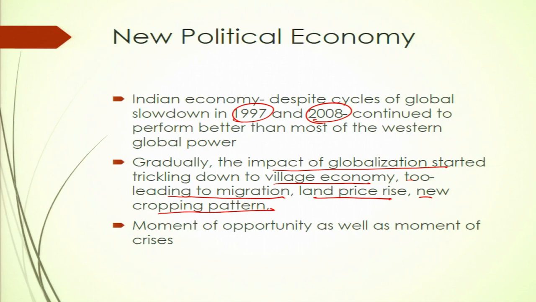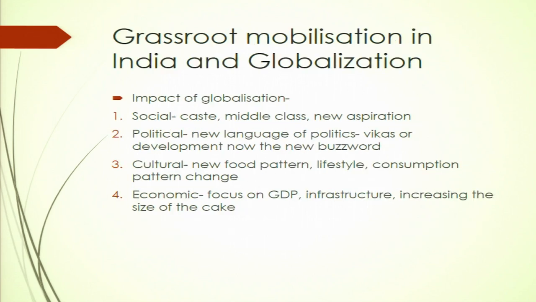Thus, we find that globalization not only penetrated into the industrial sectors or the social sectors within the cities, but it also went deep into the rural sectors and the whole agricultural as well as small cottage industries production processes. In short, globalization brought moments of opportunity as well as moments of crisis in its own way. Because of globalization, it led to grassroots mobilizations too in India. As I have already discussed, in the Indian context we can underline the following four impacts of it. To start with, the first impact was in the realm of the social.